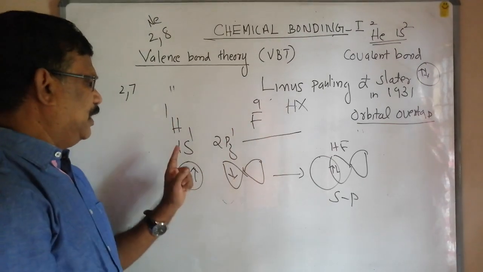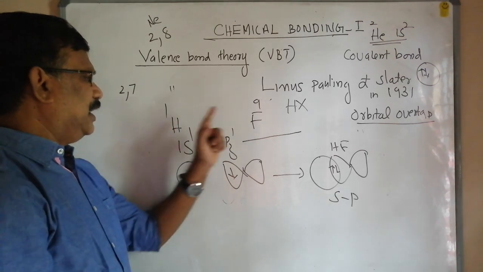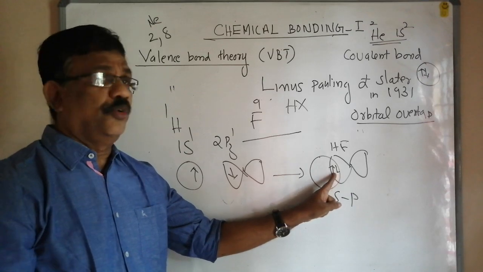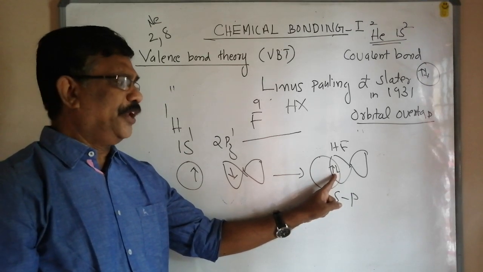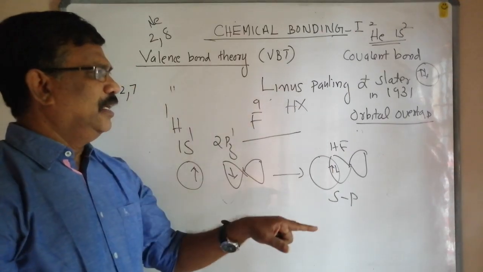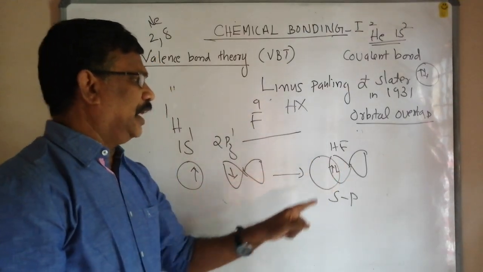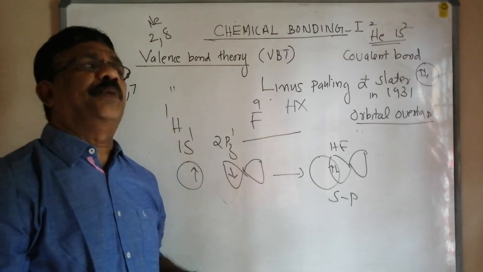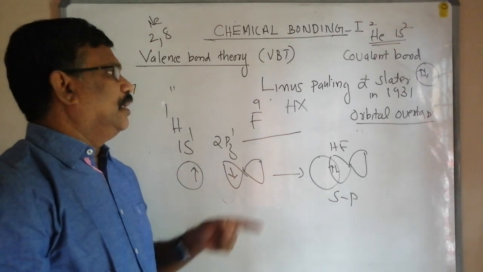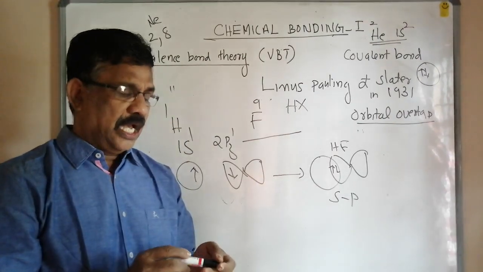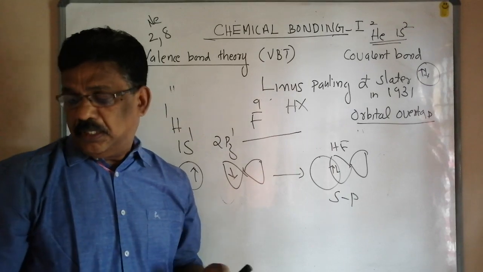Hydrogen and fluorine overlap, s and 2pz. H and Cl, s and 3pz orbital. And a covalent bond is formed. So again, how a covalent bond is formed according to Linus Pauling and Slater, or VBT: by the overlap between atomic orbitals containing unpaired electrons with opposite spin. And this is the valence bond theory in the case of simple diatomic molecules and orbital overlap.